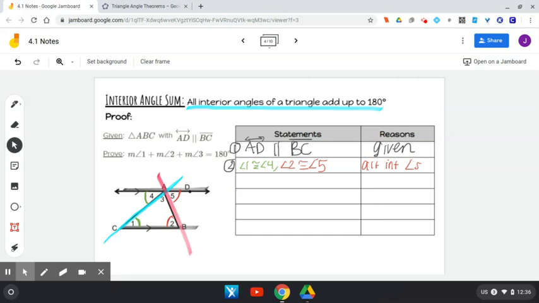So since my end goal is to prove something with an equal sign, I'm going to go ahead and look back at statement number 2 and just switch them. So instead of angle 1 being congruent to angle 4, I'm going to say the measure of angle 1 equals the measure of angle 4. And instead of angle 2 is congruent to angle 5, I'm going to say the measure of 2 is equal to the measure of 5. And that's just my definition of congruence.